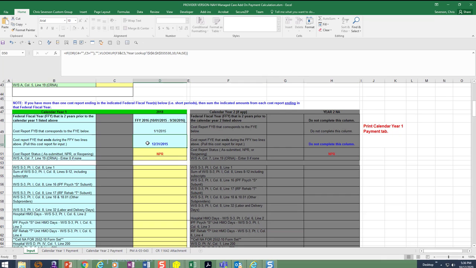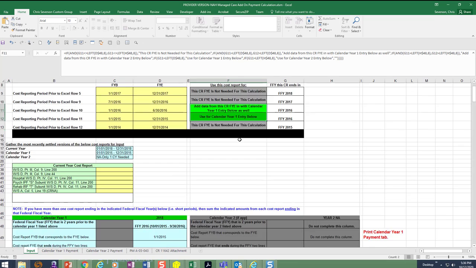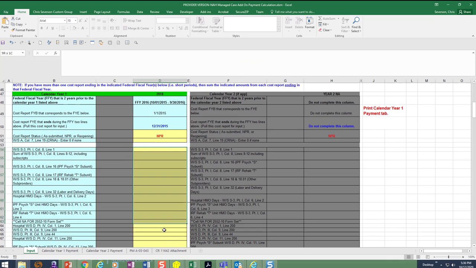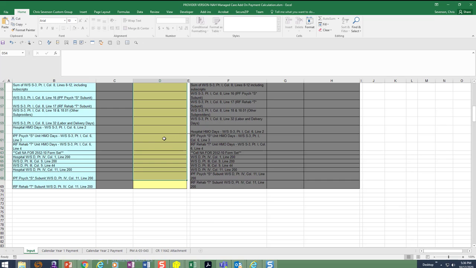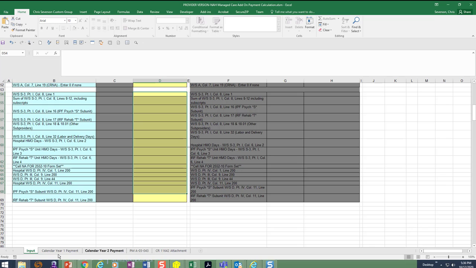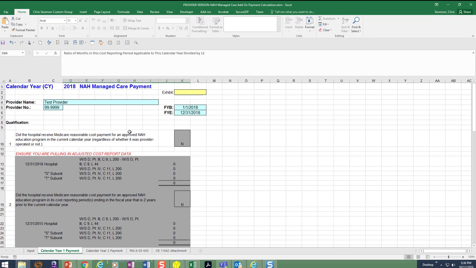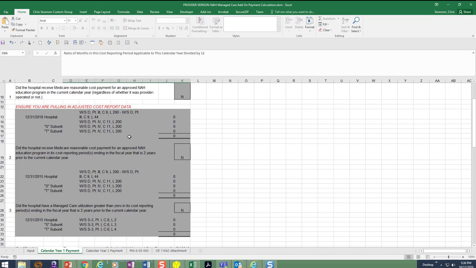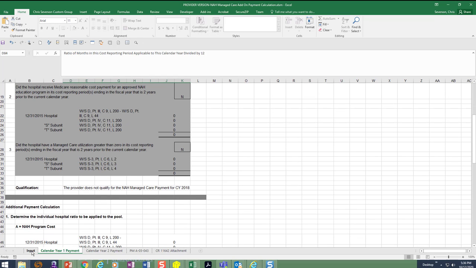But the other thing, keep in mind, this blue note here will tell you, if you have more than one cost reporting period ending in the indicated fiscal years below, then you have to sum the indicated amounts from each of those cost reports ending in that federal fiscal year, which were identified up above, and you'll have to enter the sum of these amounts from both those cost reports in this section. So all of this information is included. When you get to the calendar year 1 payment, this is everything flows. And it only flows, by the way, when it's calculated.